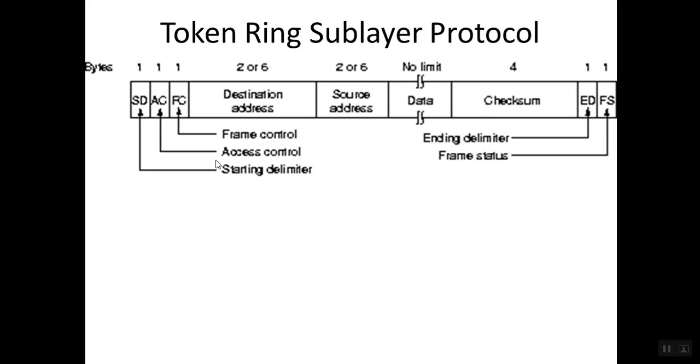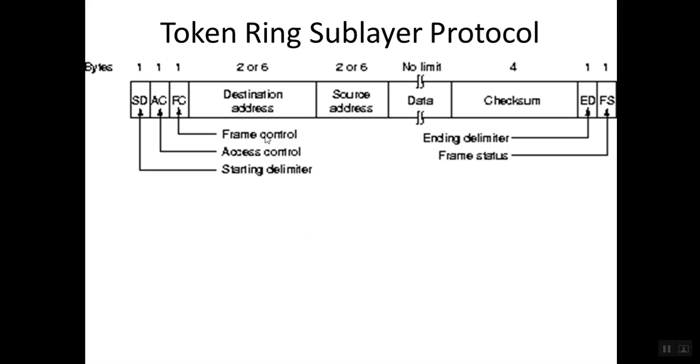So AC is access control, which we will discuss later, and FC is frame control, which we will also discuss. The destination address is 2 bytes or 6 bytes. The source address is also 2 bytes or 6 bytes. Data has no limit. Checksum is used for ensuring the correctness of the data. Then there is another field called frame status.